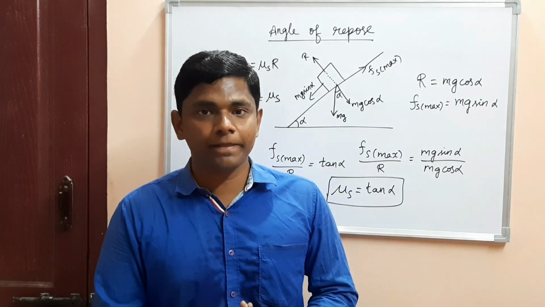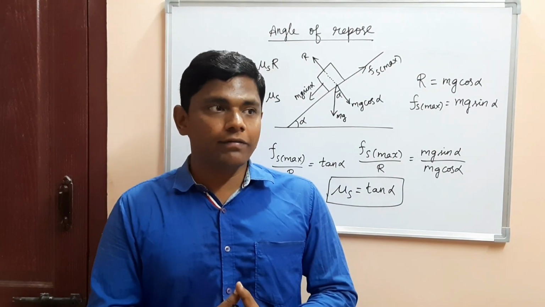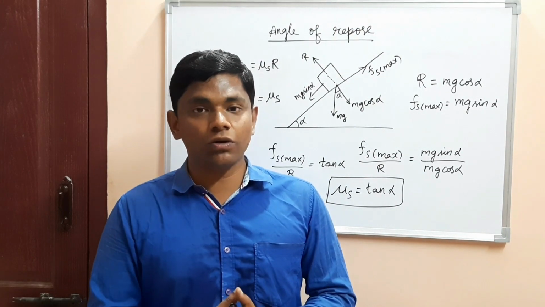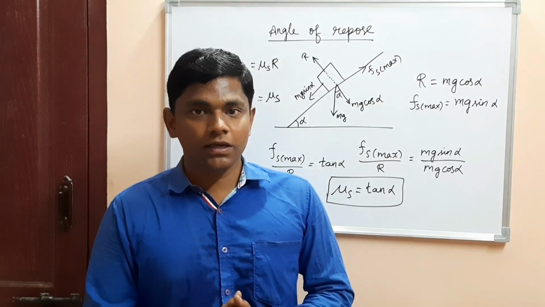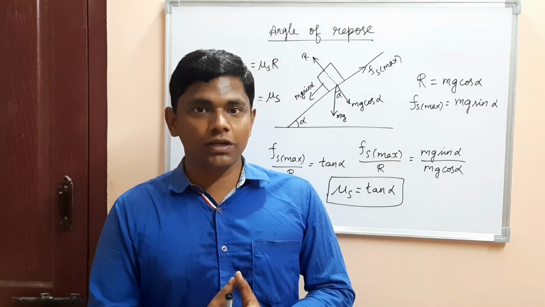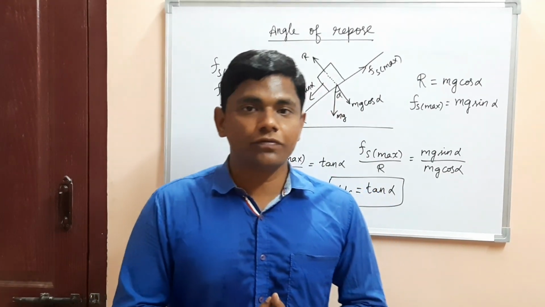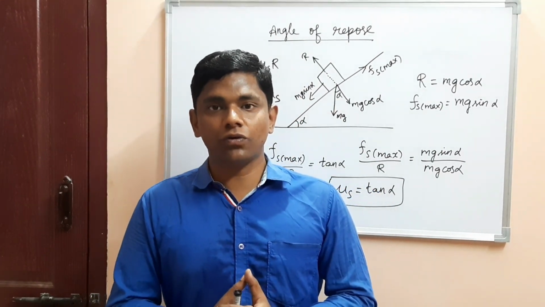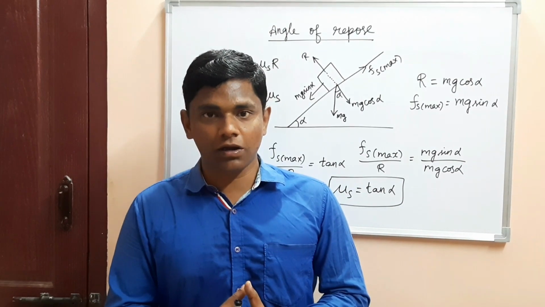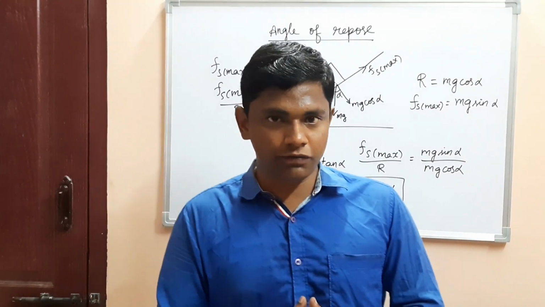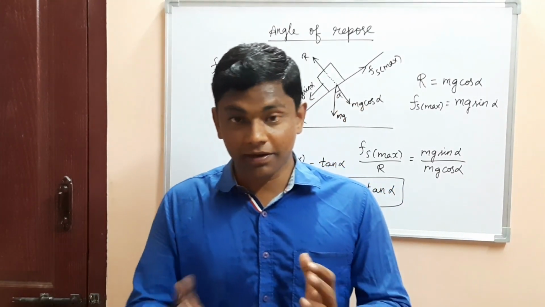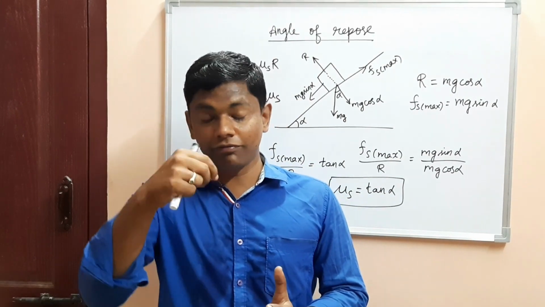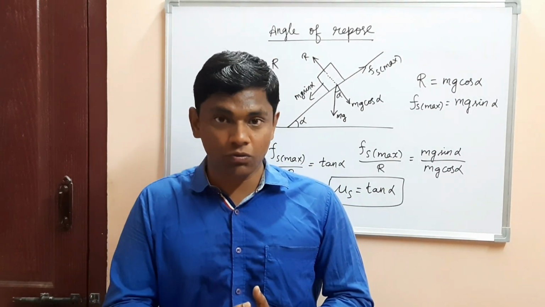Then I have demonstrated how to calculate the coefficient of static friction. The coefficient of static friction is equal to the ratio of the static frictional force and the normal reaction force. The normal reaction force is equal to the weight of the body. It is just a reaction force to the force of the weight of the body which is acting downwards.